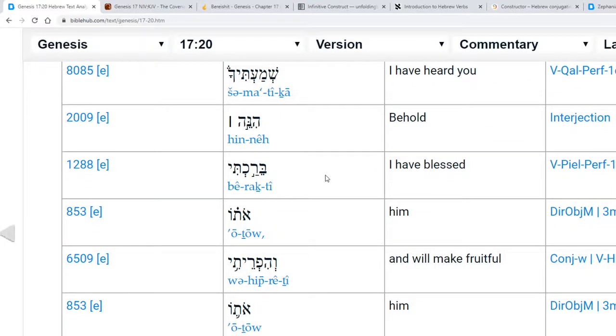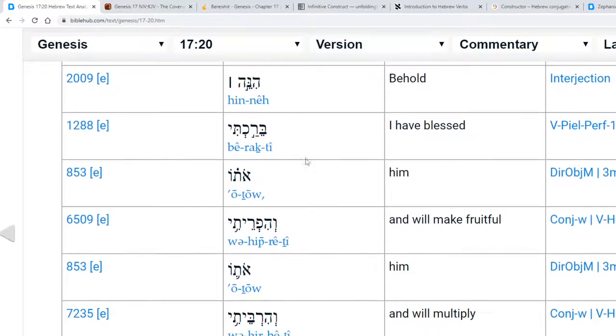Hine, behold, or what, see, right? Or here is. It's an interjection. Berachti, so root is bet resh chaf, which is to bless. Berachti, I have blessed him. Oto, right? So this is the direct object marker. Ito is with him. Oto is him with the direct object marker, right? Oto.